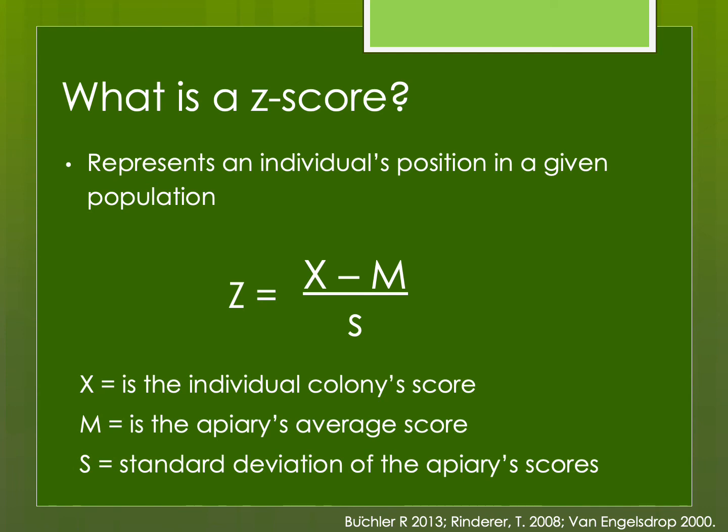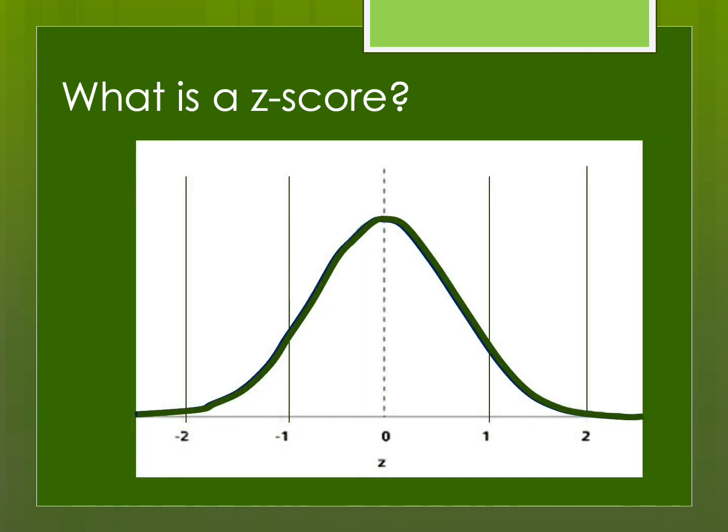Personally, I don't like math. I mean, this math is really easy, but I don't like math, so I put this into a spreadsheet so it's calculated for me. But basically, the z-score is the individual's colony score compared to the average score for that bee yard, with the standard deviation of the scores within that apiary. So I'll get to what this means.